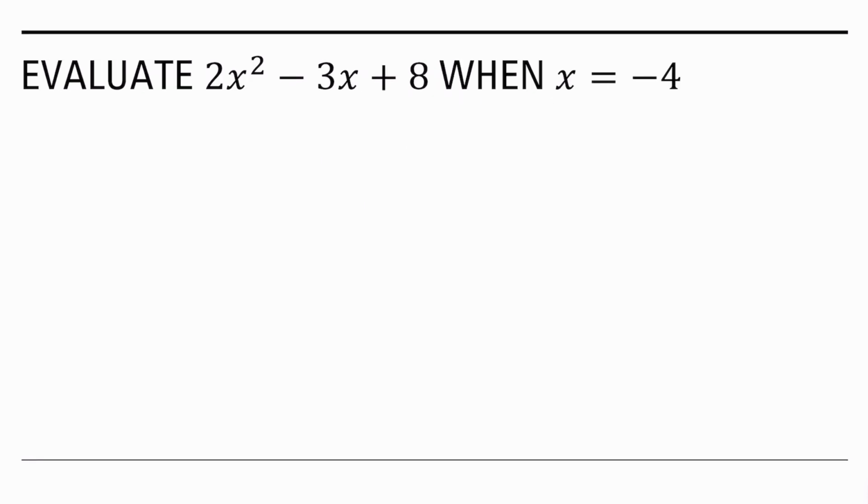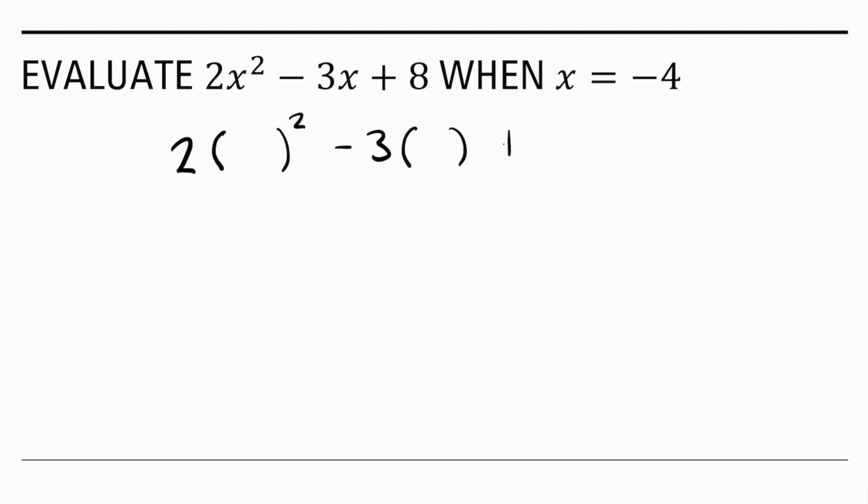Evaluate 2x squared minus 3x plus 8 when x equals negative 4. You probably don't know this yet, but this is actually what's called a quadratic, the 2x squared minus 3x plus 8, which you'll probably spend a lot of time on in future. Getting used to evaluating quadratics is a very, very important skill. All we want to do when evaluating is plug in the number. I always set up my equation and I just put brackets where the x's or the variables are.